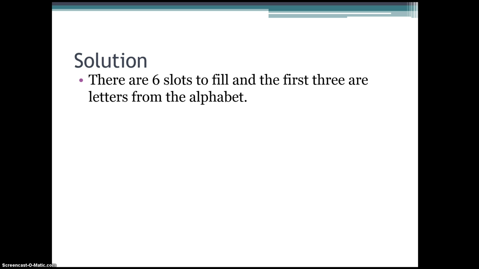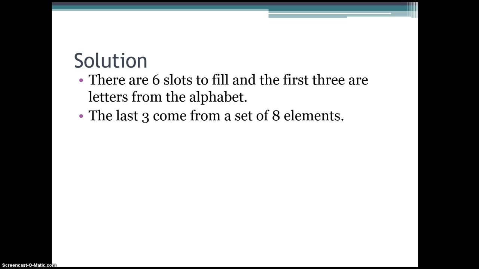So there are 6 slots to fill. The first 3 are letters from the alphabet. The last 3 come from the 8 elements, those number elements that we have. So how would that work out? Again, let me just repeat. We have 1, 2, 3, 4, 5, 6 slots. We're going to times these together, and the reason we're timesing these together is because that's what the fundamental counting principle tells us to do.